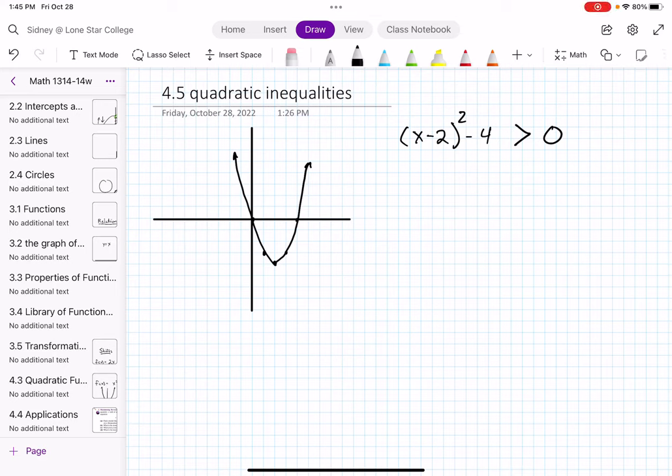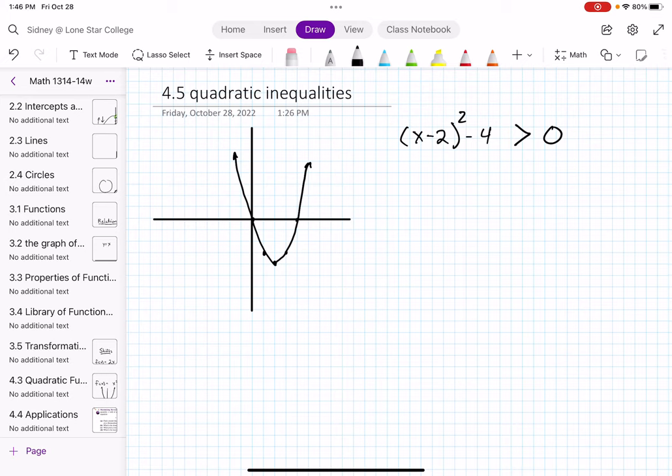In 4.5, we are looking at how functions interact with each other on a few different levels. First, we're going to look at it graphically. This will be sometimes as how do they intersect and also inequalities. So we are looking at the parabola (x minus 2) squared minus 4. And we are asking the question, when is this function, this parabola, greater than 0?